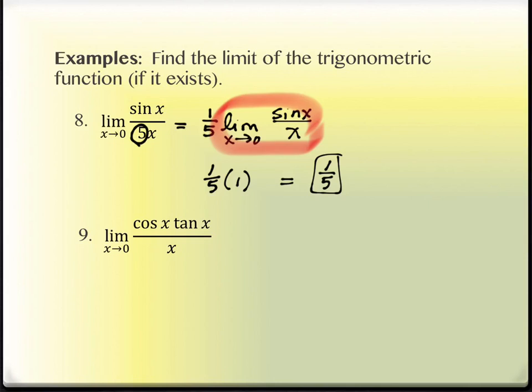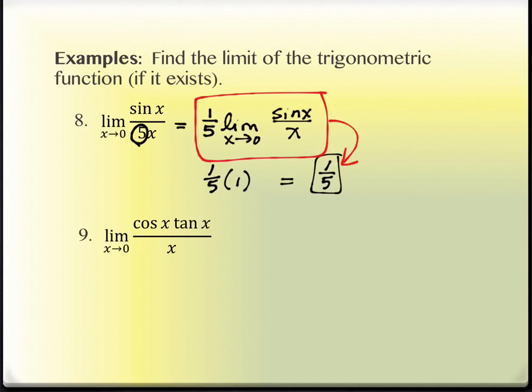I do expect to see this with the 1/5 pulled in front, separated. Okay? I don't have you show a whole lot of things like that, but I expect to see it here, right? 1/5 pulled in front, and then the limit, and then you can jump to the end if you wish that it's 1/5.